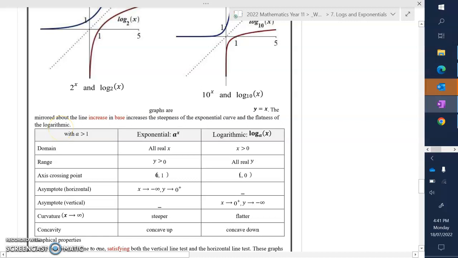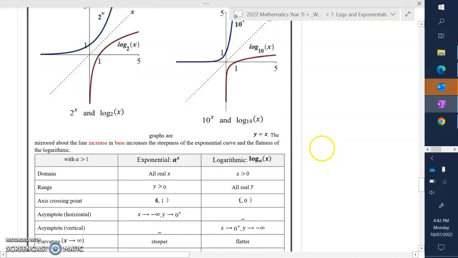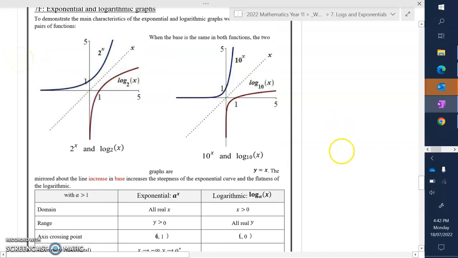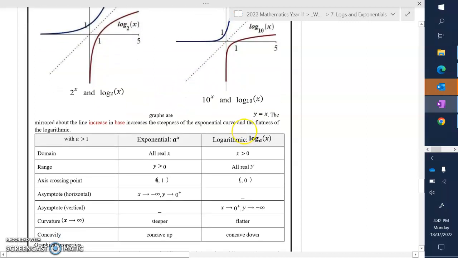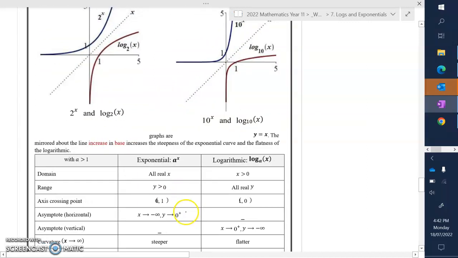So either thinking back to your functions topic or having a look at what's happening with our graph there. Our horizontal asymptote, the one that goes across this way, on our exponential. We have a look at what's happening in our graph. Our exponential is getting closer and closer and closer to our x-axis, but it doesn't actually ever touch. So our x-axis is one of our horizontal asymptotes.